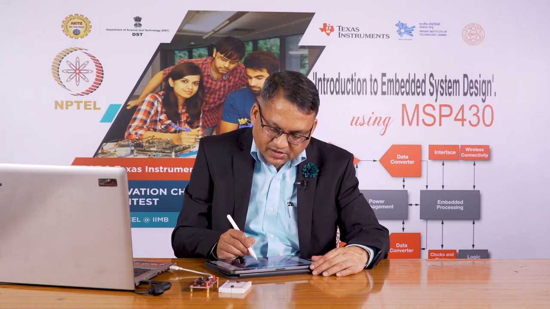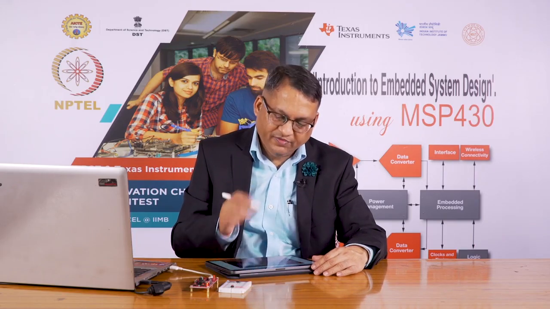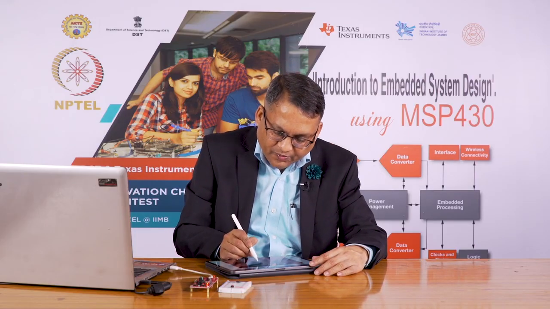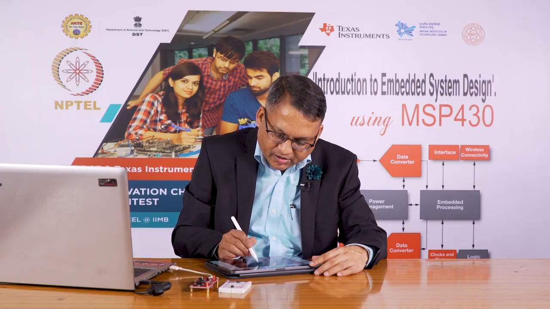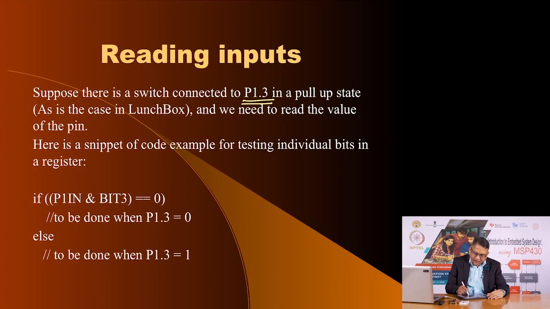Now, in our case, on our lunch box, we have a switch available, and it has been connected to P 1.3. An external resistor has been used in the pull up state, and therefore we should ensure that our program takes cognizance of this feature: that a switch is connected to P 1.3 and a pull up resistor has been used, so the program must appropriately recognize this configuration.